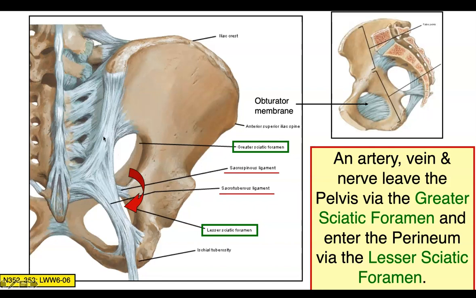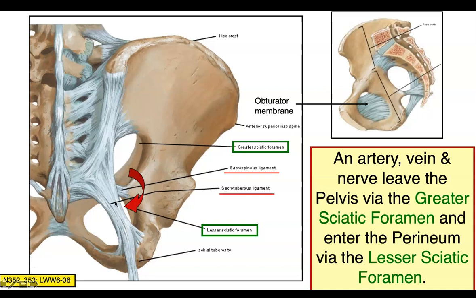This is the posterior view of the bony pelvis. You can see there are several strong ligaments that connect the hip bone with the sacrum. There are two important strong ligaments connecting the hip bones with the sacrum. One is the sacrotuberous ligament. It extends between the sacrum and the ischial tuberosity.